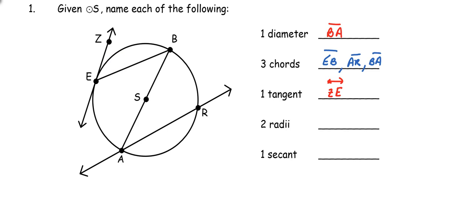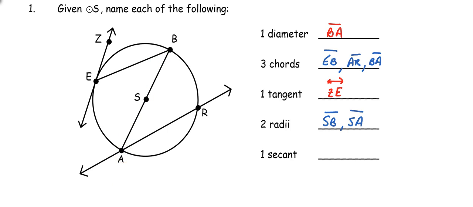Radii. Remember, radii go from the center, and then they have a point that's on the circle. So if the center is S, we have a radius going that way and a radius going the other way. So we have SB and SA. Order does not matter for the letters when you're naming any of these segments.